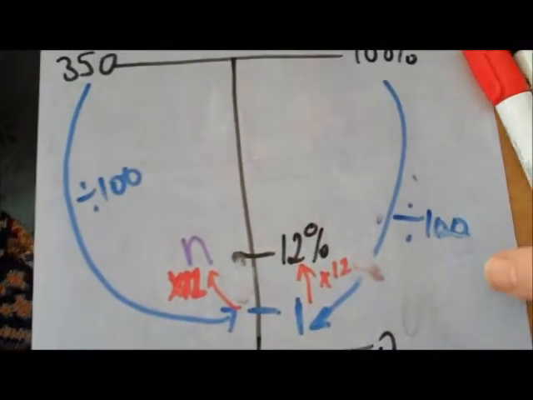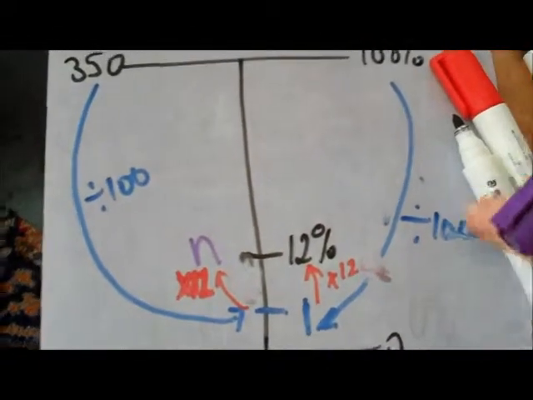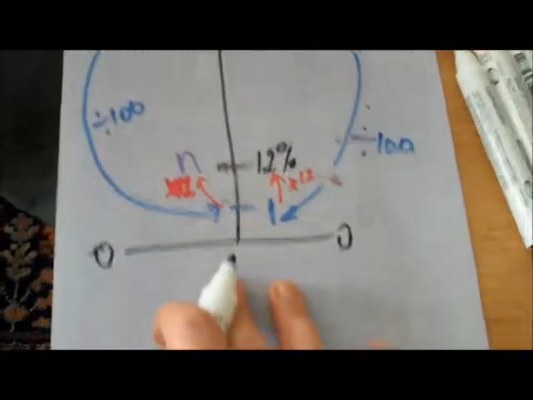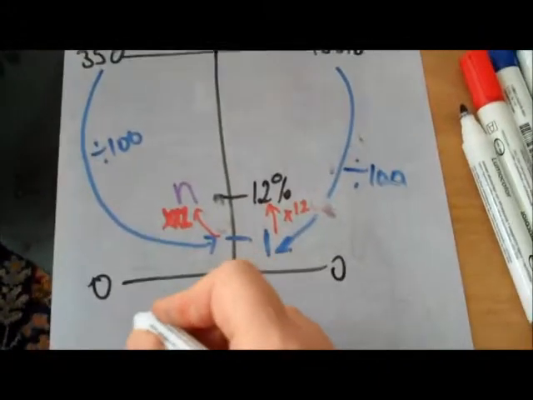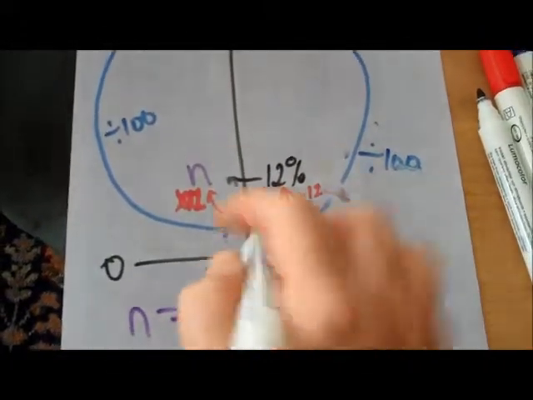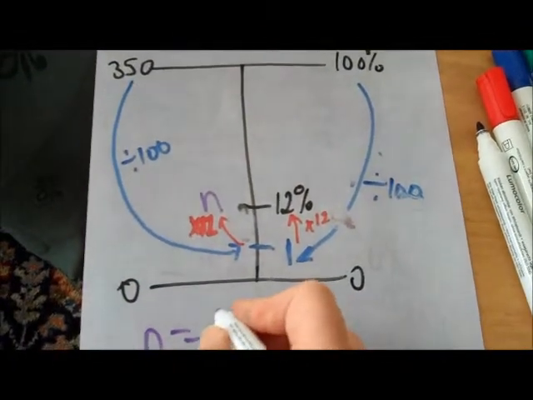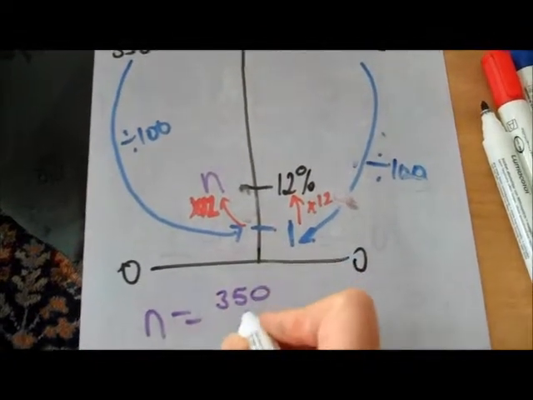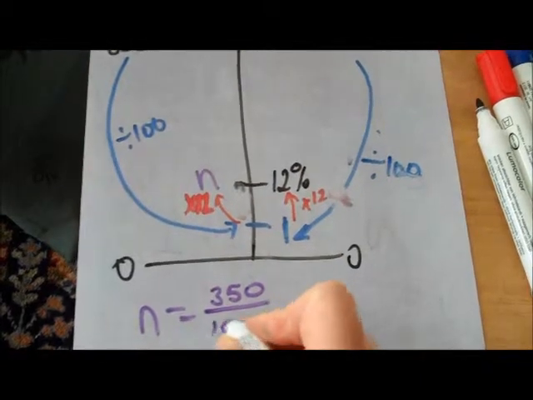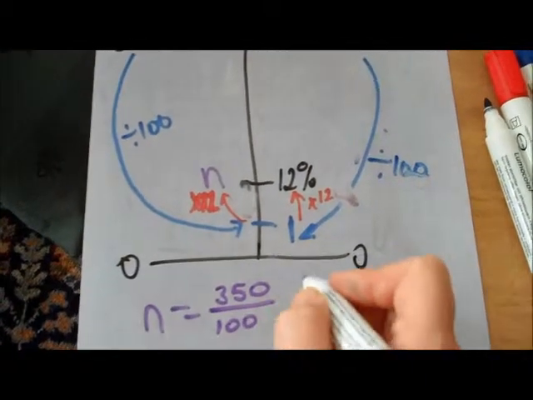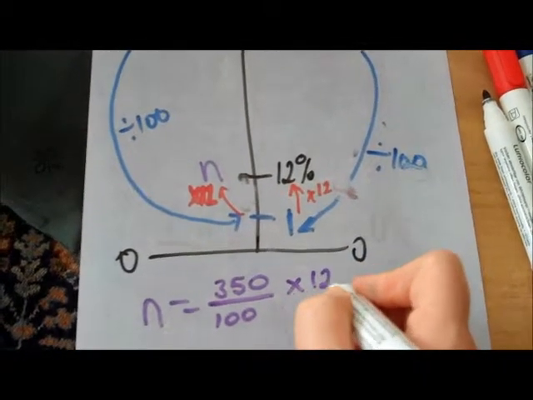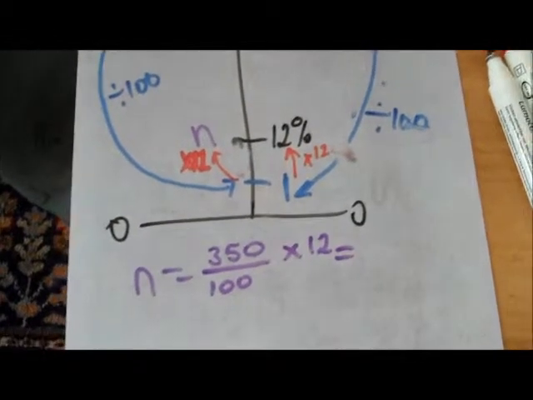So let's have a look. My number is, let's follow the arrows back. Well, I started at 350. What did I do to it? I divided it by 100. Then what did I do to it? I multiplied it by 12. So let's have a look at how that simplifies.